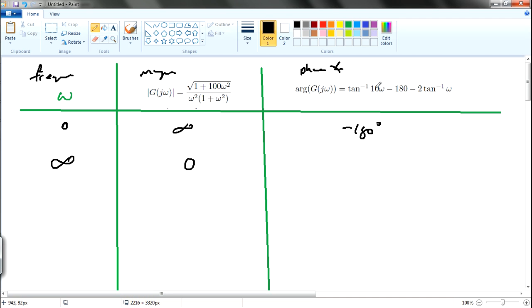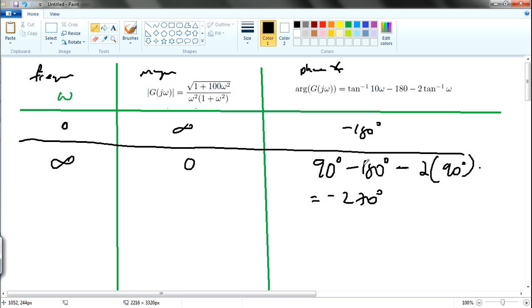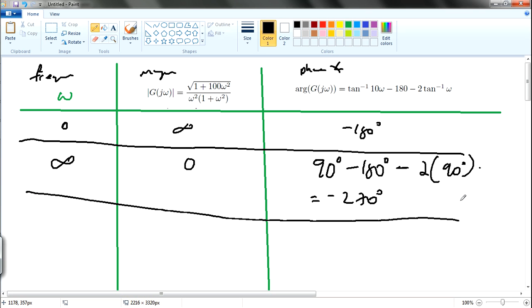And then for the phase at infinity, inverse tangent of infinity is 90 degrees, so minus 180 degrees minus 2 times 90 degrees. In this case we have minus 270 degrees. So this is just a simple table for 0 and infinity.